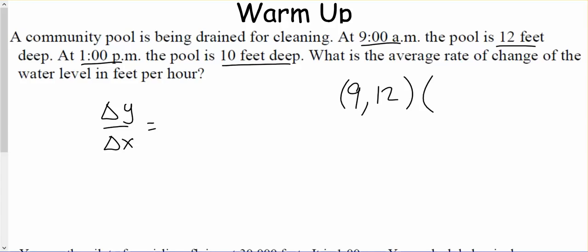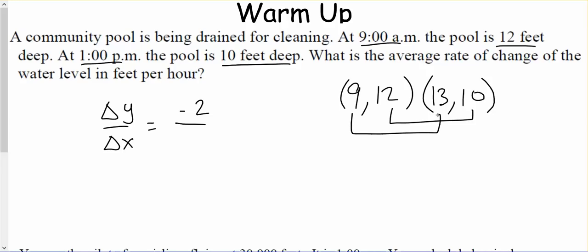Now the problem with time is that a clock goes to 12 o'clock and then it goes back to 1. So 1 p.m., according to time, we'd say is 13. So at 13 we're at 10 feet deep. Our change in y, from 12 to get to 10, we're going down 2. From 9 to go to 13, we're going up 4.